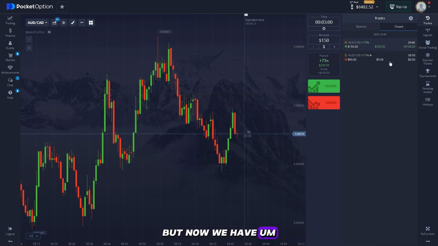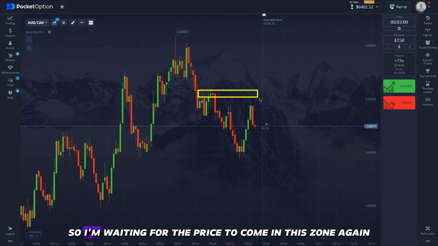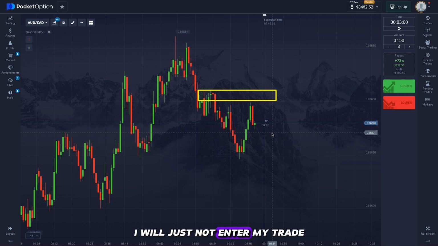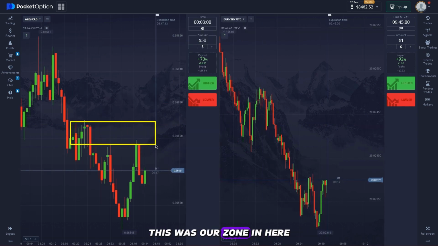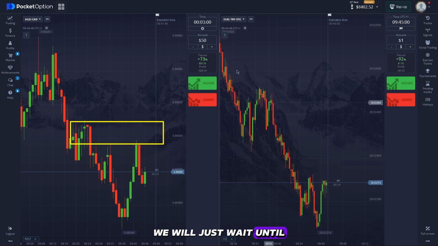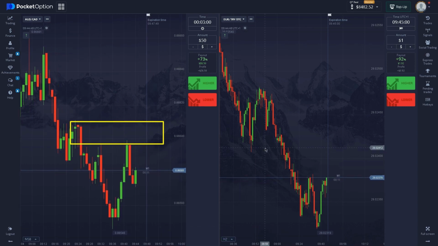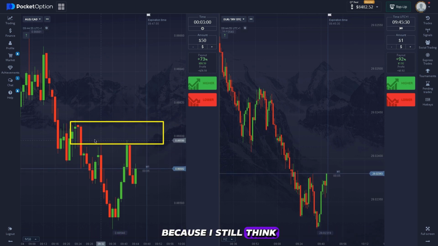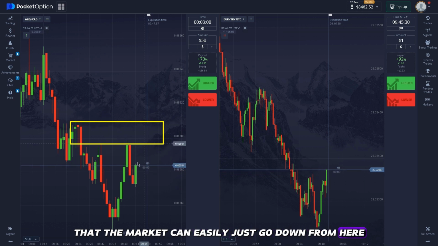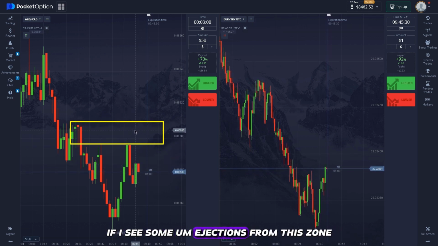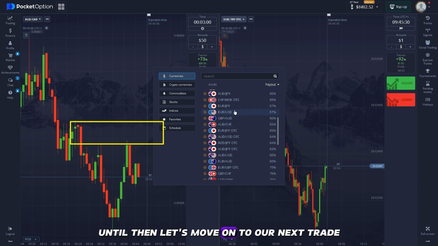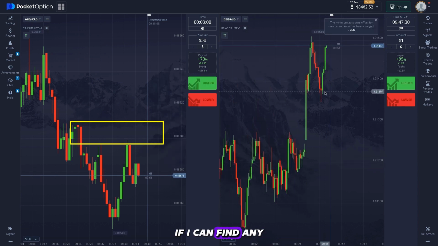For now, we have lost 1 trade and won 1 trade, so I'm waiting for the price to come into this zone again so that I can enter. If it doesn't come to this zone, I will just not enter my trade. This was our zone in here. We will just wait and see if the market comes into the zone. If it does, I will just enter for a down direction trade because I still think that the market can easily just go down from here. If I see some rejections from this zone, I will just go for a down direction trade. Until then, let's move on to our next trade if I can find any.